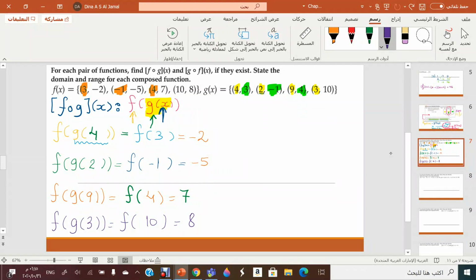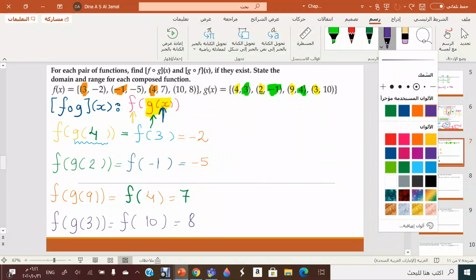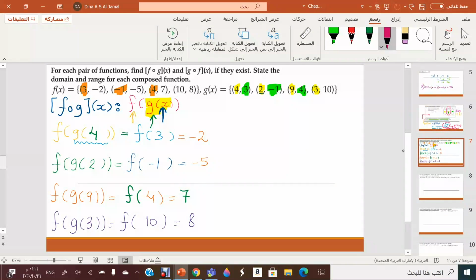Now he was asking me here in the question, state the domain and the range of each composed function. So first of all, you must write the final answer of f o g, then you should write your domain and range. So now pay attention how you can write it. You will open braces, then you have to put whatever you have here from the beginning as x with the answer.